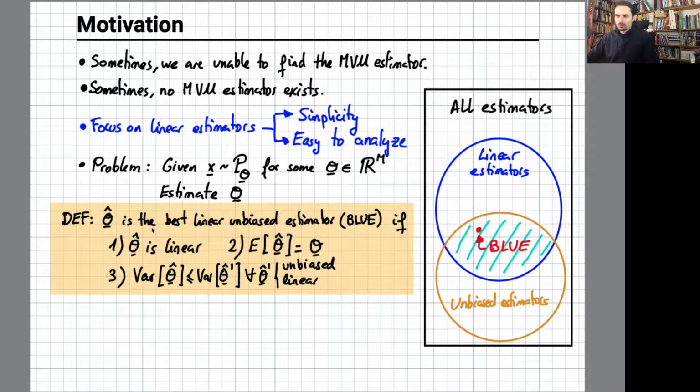Okay, so formally an estimator is BLUE if it is linear. Okay, so it is in the blue circle. It is unbiased, all right? So it is also inside the yellow circle, and its variance is no greater than the variance of any other unbiased linear estimator, right? It must be the best within all linear unbiased estimators, okay?